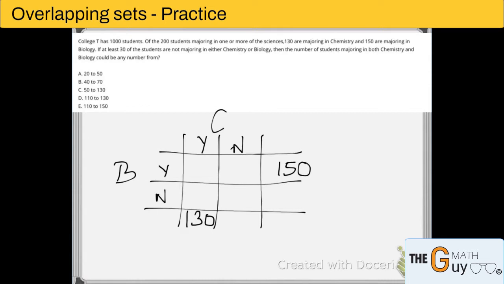Okay, so the total is 200 because 200 are majoring in one or more of the sciences. So out of these 200, if 150 are majoring in biology, the remaining 50 are not. And out of these 200, if 130 are majoring in chemistry, then 70 are not. At least 30 of the students are not majoring in either chemistry or biology, so we know that this number is at least 30, which means neither chemistry nor biology.